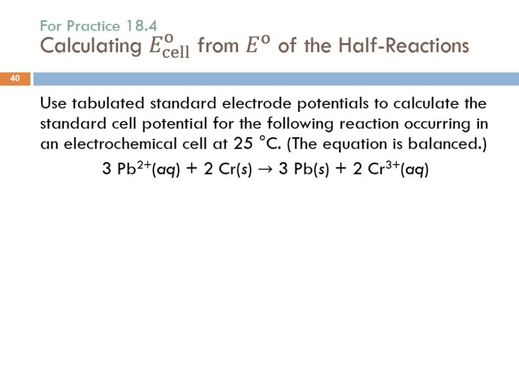So let's do an example. We're going to calculate the standard cell potential from the standard electrode potentials of the half reactions. It says use tabulated standard electrode potentials to calculate the standard cell potential for the following reaction occurring in an electrochemical cell at 25 degrees Celsius. The equation is balanced. We can thank the author for that. So here we have a redox reaction. We need to find out what the two half reactions are.